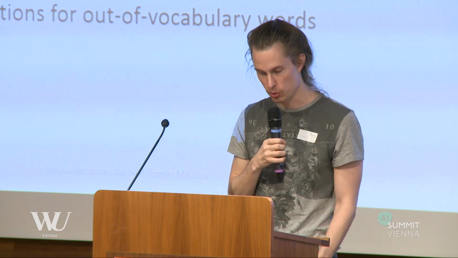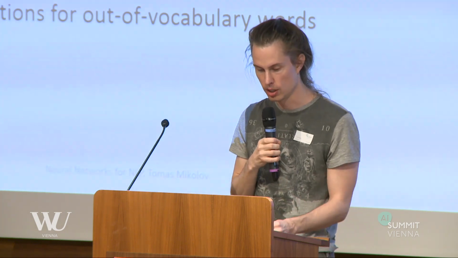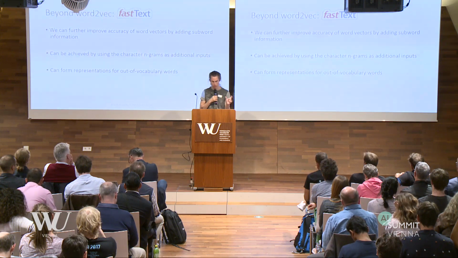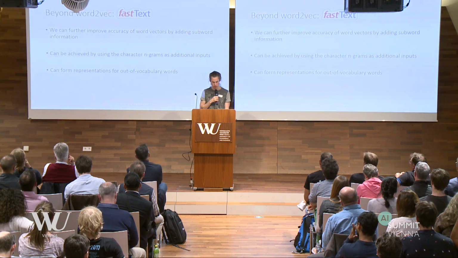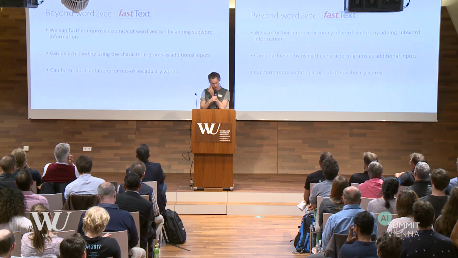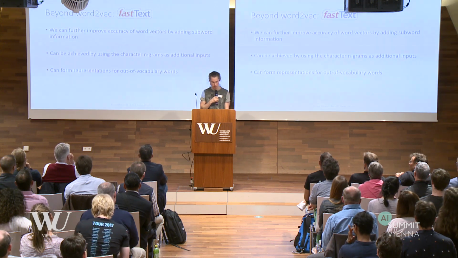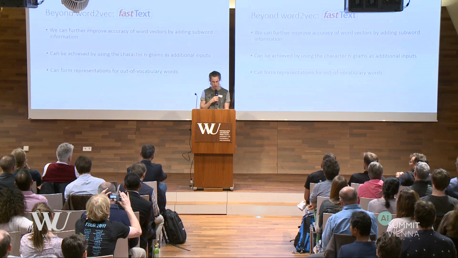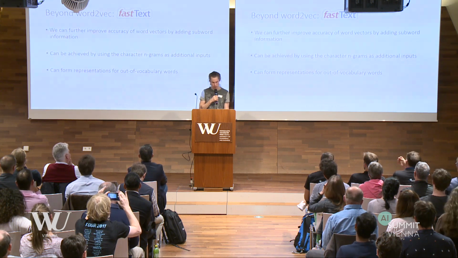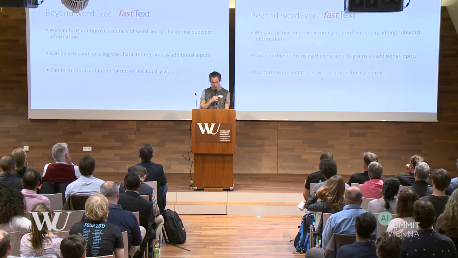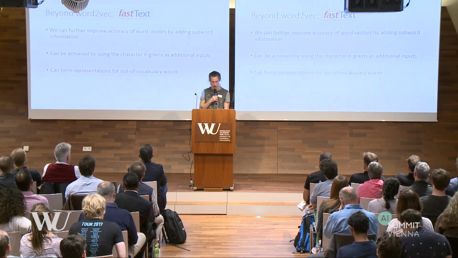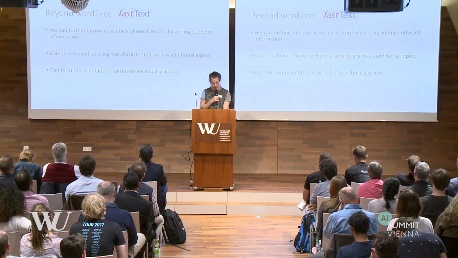We can somewhat improve accuracy by also taking into account the structure of the word. By using the character n-grams that form the word as additional inputs when forming the input representation, we can predict the word with better accuracy and form even better representations. What is interesting about this approach is that we can also form representations for out-of-vocabulary words. So even for words that the model was not trained on, we can compute the representations.